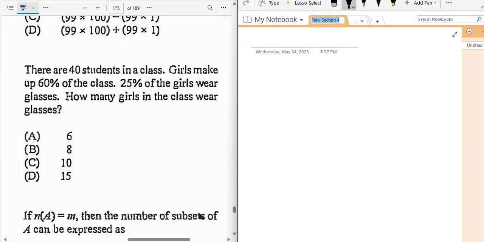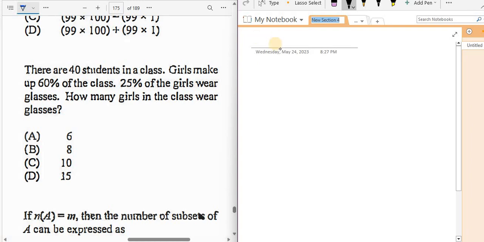Alright, 40 students in the class. Girls make up 60% of the class. 25% of the girls wear glasses. How many girls in the class wear glasses? How are we gonna do this one? You find 60% of the 40.